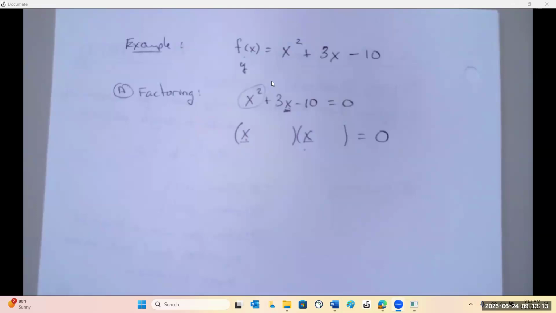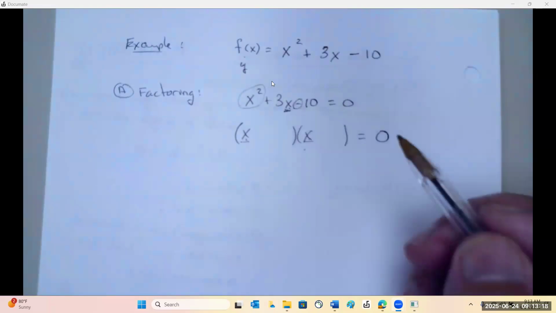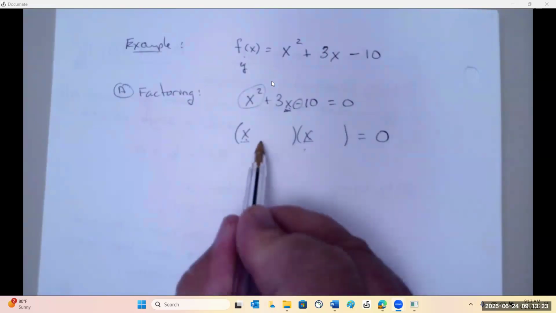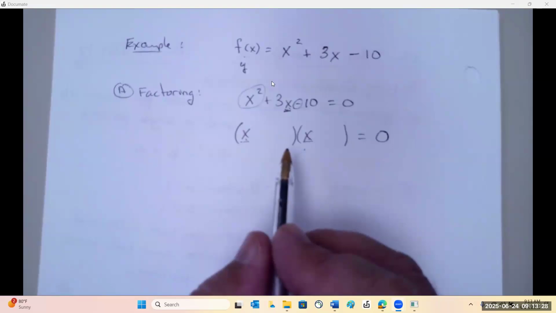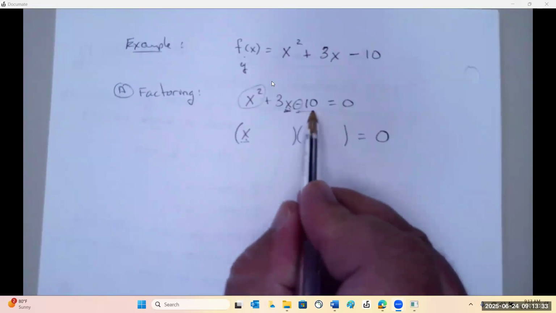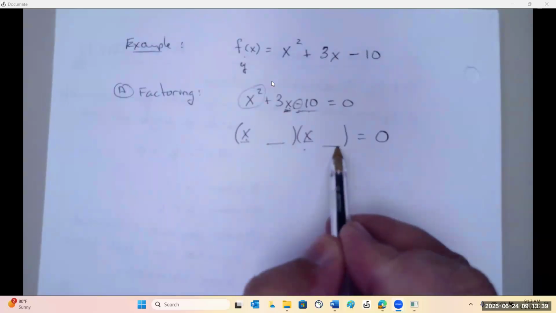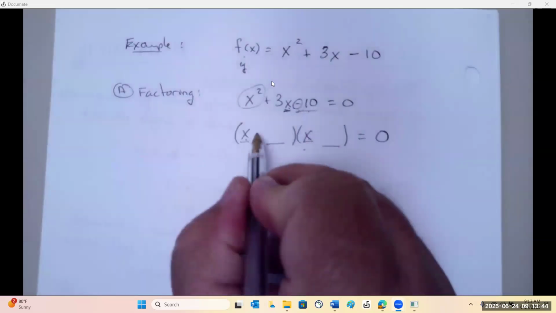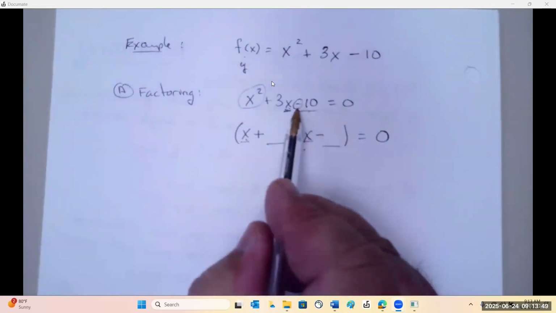Second step. Look at the second sign. If the second sign's a minus, what does that tell us? The signs have to be opposite. Why do they have to be opposite? Right, because the only way this number here comes from this number times this number, and the only way it can be negative is if they're opposite signs. So one of them is going to be positive, one of them is going to be negative, when the second one's a minus.